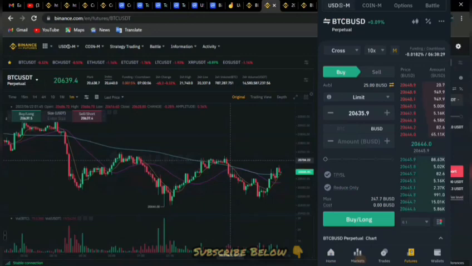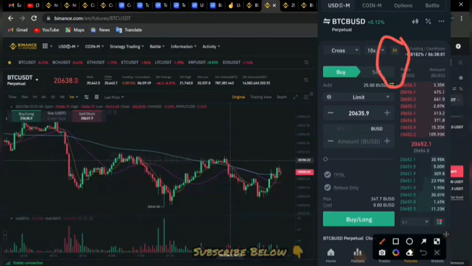Here you can decide to switch over to the multi-asset mode or the single asset mode, but currently as of recording it is still in the multi-asset mode. That's why you can see we have 25 BUSD here. You can also switch to check the USDT pairs and see whichever prices you want to start trading with.